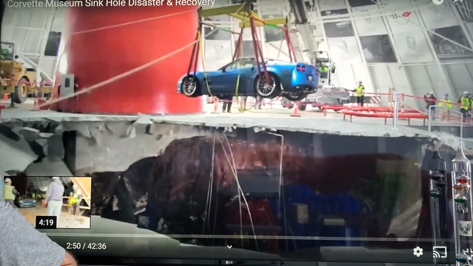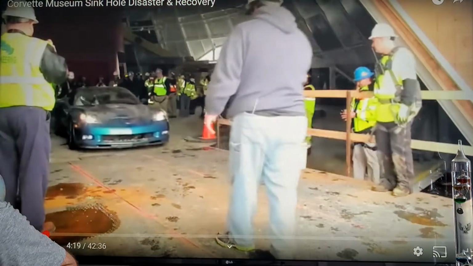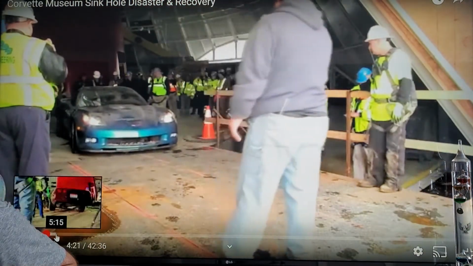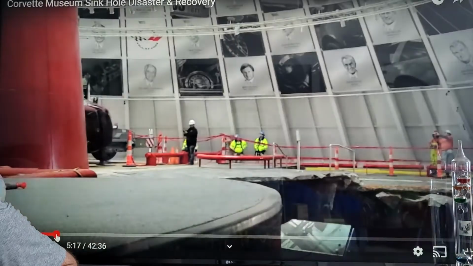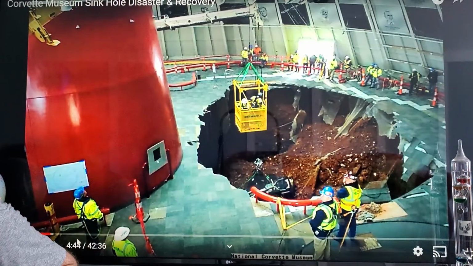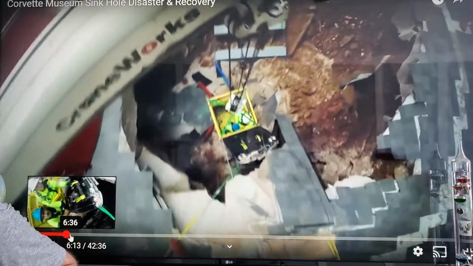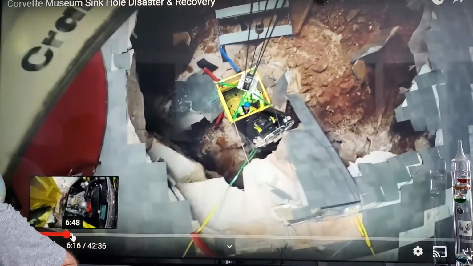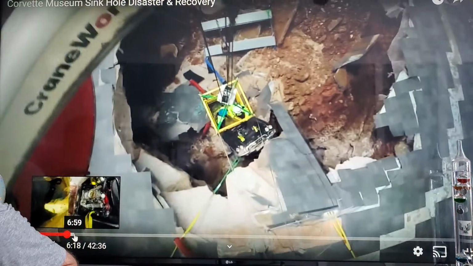It was the least damaged. But the rest of these are in pretty rough shape. That one was even able to be driven out. But the rest of them were not as lucky, that's for sure. You can see the hole, and they're trying to salvage what they can. That's a classic 60s Corvette coming at you right there.